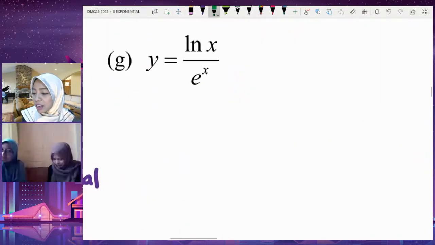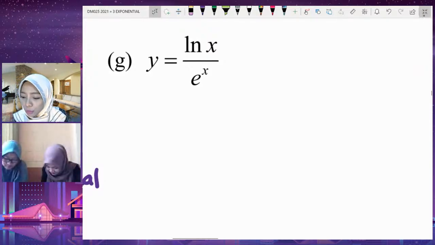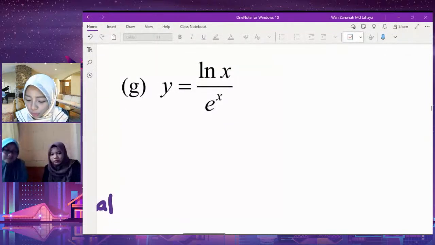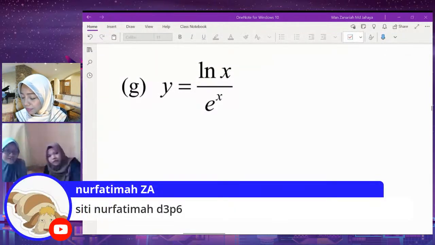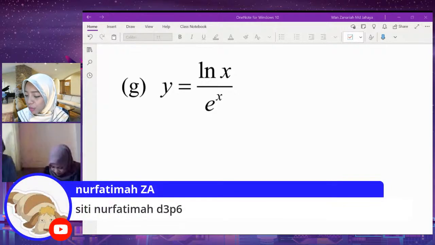Alright, so now, friends on YouTube, what method are we using now when given ln x over e to the power of x? Quotient rule. Yes, now you are good at the quotient rule.